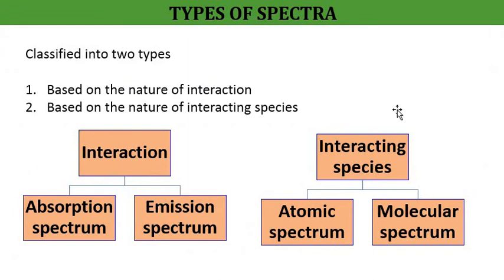Types of spectra. Spectrum is classified into two types. The first one is based on the nature of interaction and the second one based on the nature of interacting species. Based on interaction, there are two types of spectra, absorption and emission. Based on interacting species, there are two types of spectra, atomic and molecular.